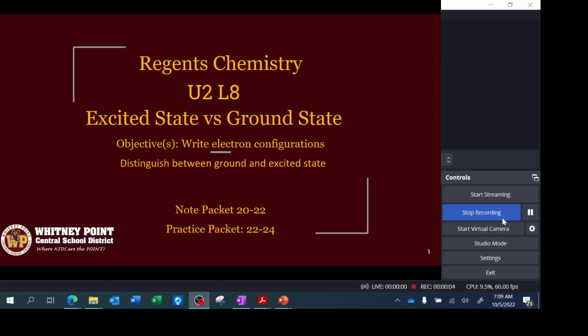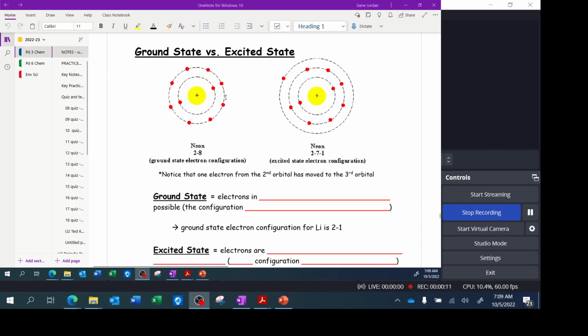We're going to talk about excited state versus ground state for electron configurations and how to distinguish between the two. Alright, let's go ahead and get started on page 23.